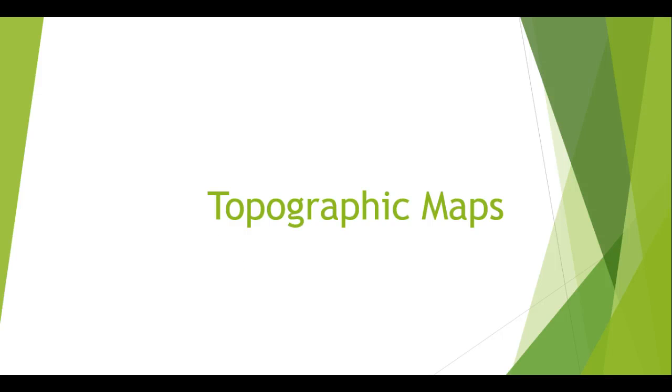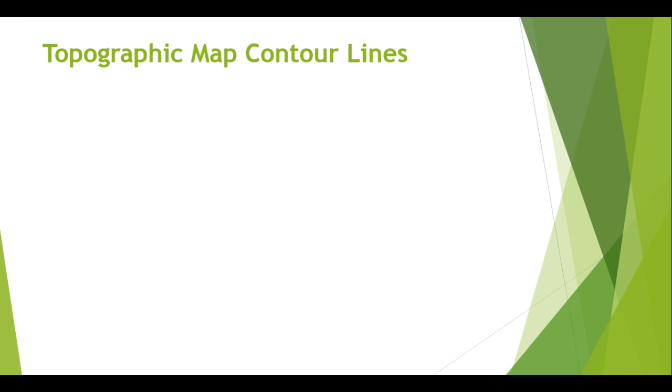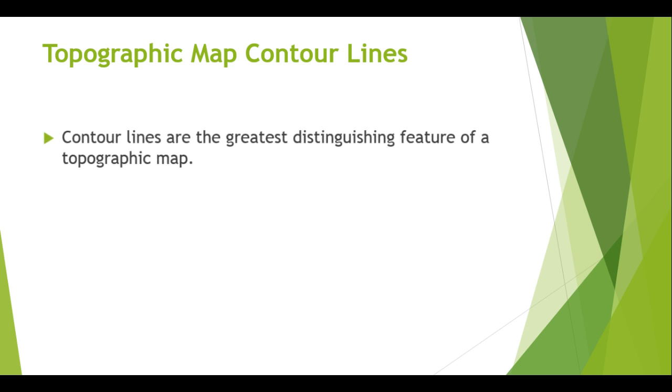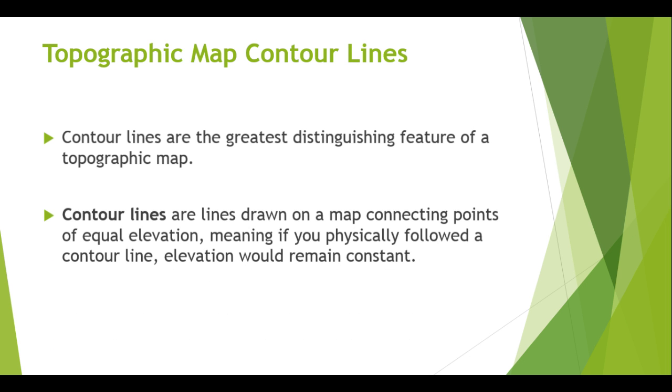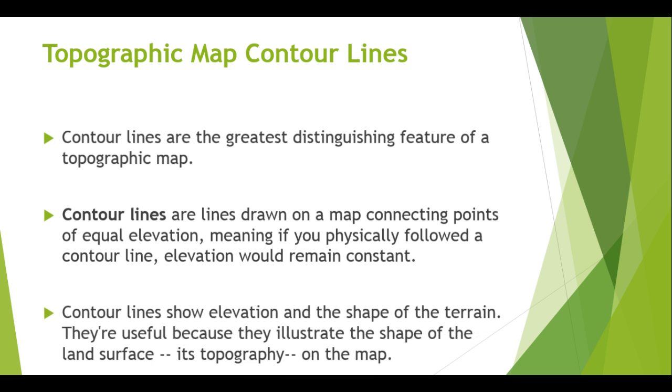This lesson will be for drawing contour lines onto topographic maps. Contour lines are the greatest distinguishing feature of a topographic map. Contour lines are drawn on a map connecting points of equal elevation, meaning if you physically followed a contour line, elevation would remain constant. Contour lines show elevation and the shape of the terrain. They're useful because they illustrate the shape of the land surface, its topography, onto a map.